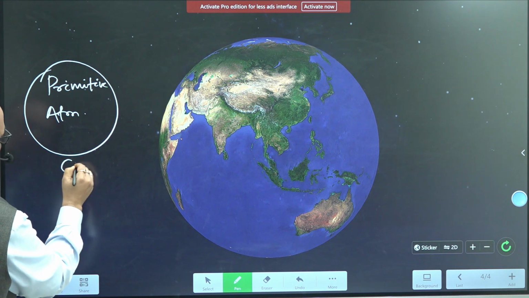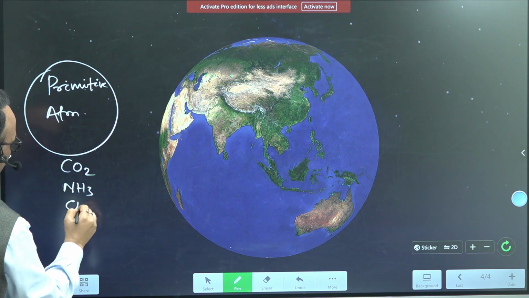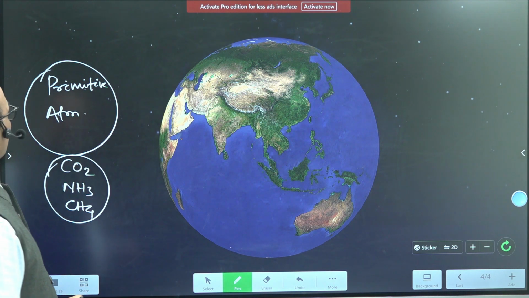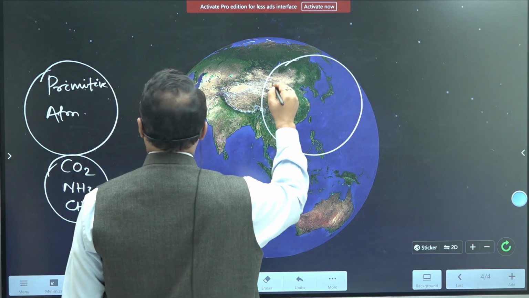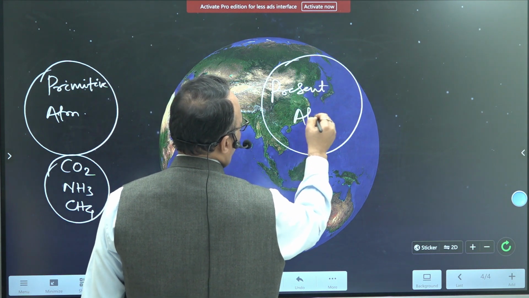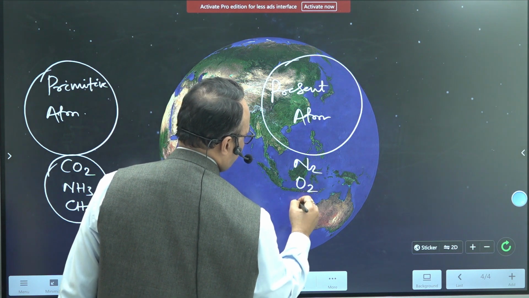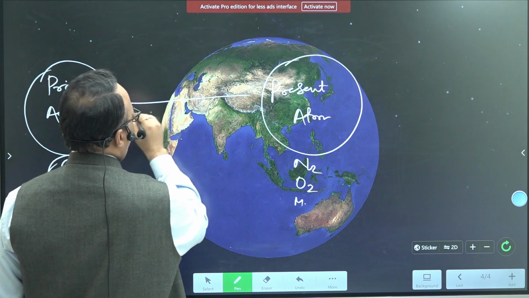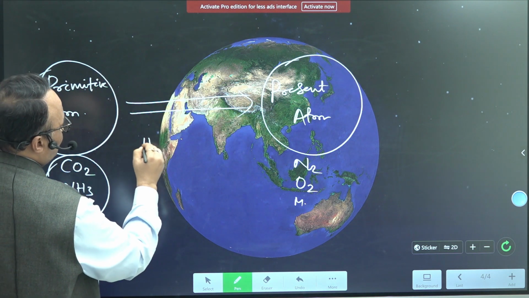In which CO2, NH3 and CH4 are the three most important gases. But this is your present atmosphere, in which there is nitrogen, oxygen and miscellaneous gases. So this evolution took place simply because of the evolution of the hydrosphere.